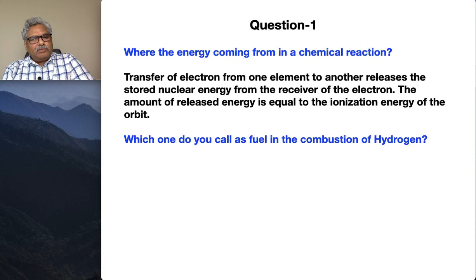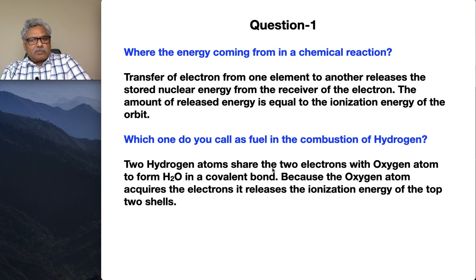So when you look at the combustion of hydrogen, there are some vehicles running on hydrogen, right? They burn the hydrogen to generate energy to run the motor in the vehicle. So what is happening in this case? Two hydrogen atoms share their two electrons with an oxygen atom to form H2O in a covalent bond. When you combust hydrogen, hydrogen and oxygen combine to form water.